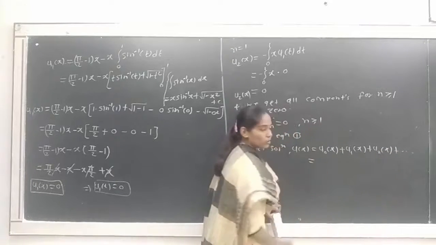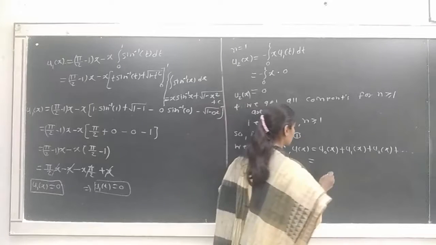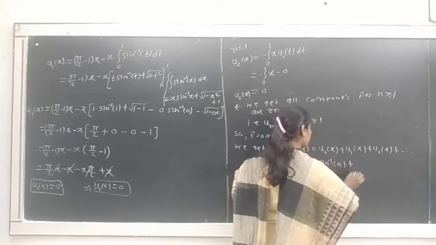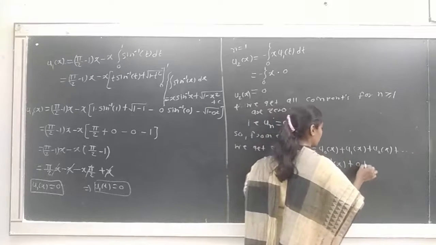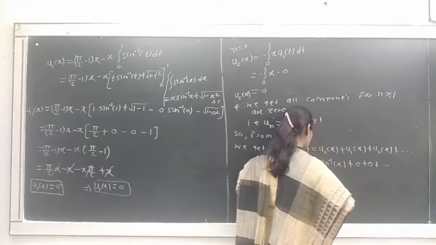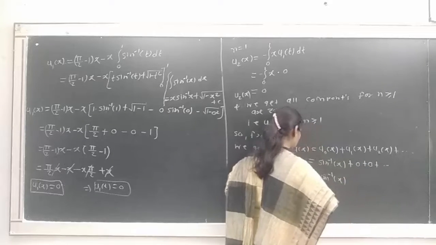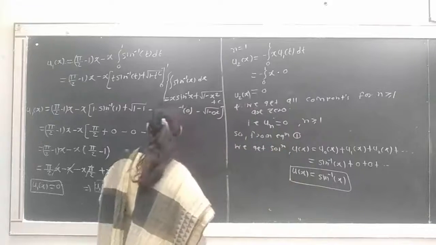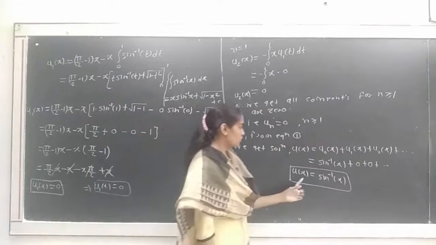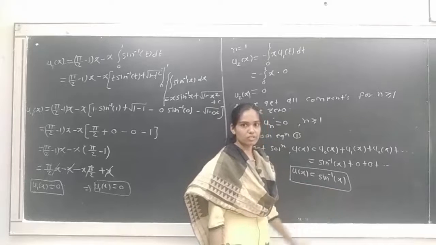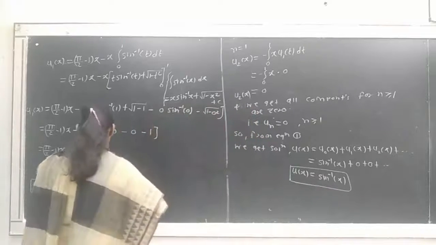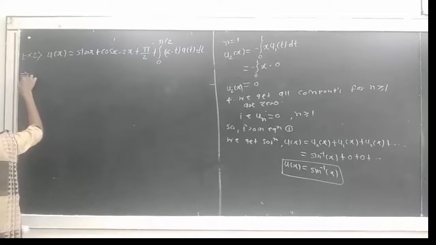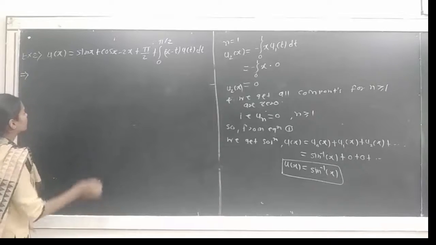The first component u0 of x is f of x, which is sine inverse x, and all other components are 0, so we get plus 0 and so on. So the solution is equal to sine inverse of x only. The solution of the given integral equation is u of x is equal to sine inverse of x. Now we see the next example similarly. Again we solve this example by using the modified Adomian decomposition method.